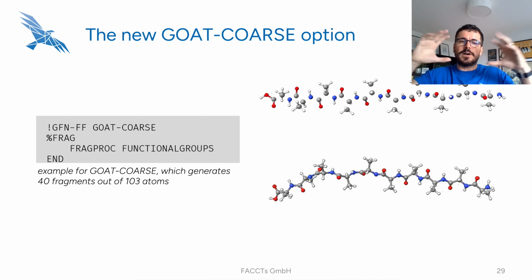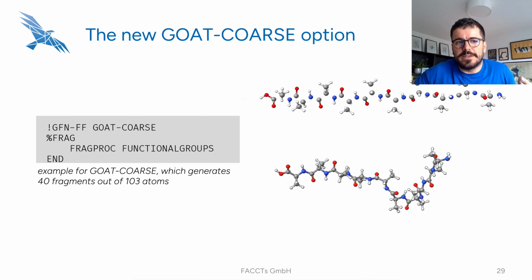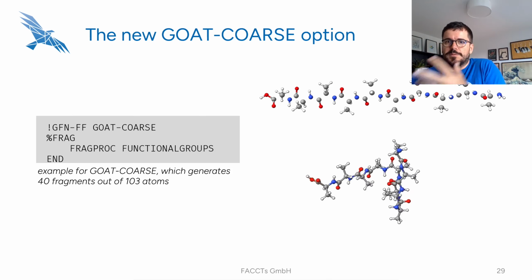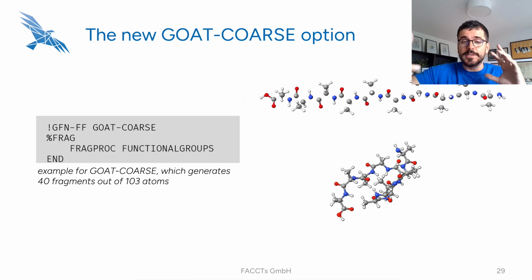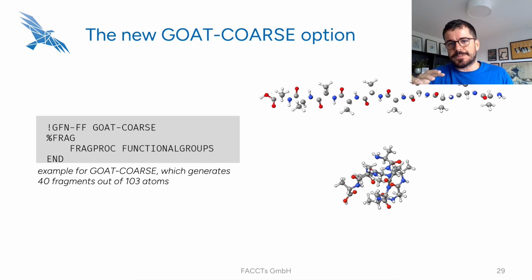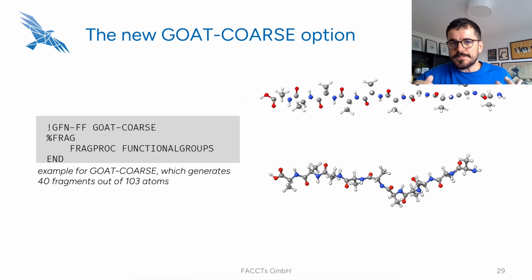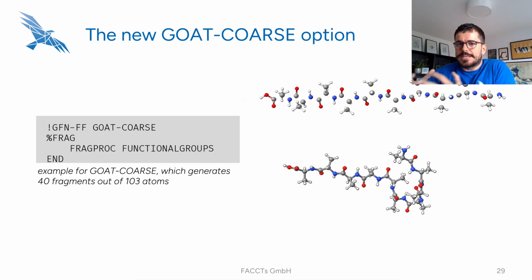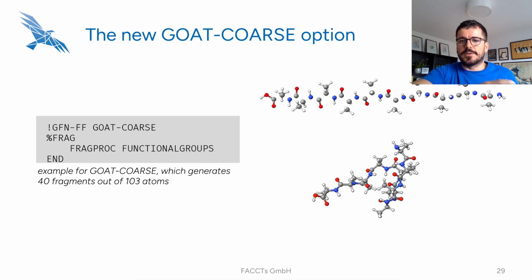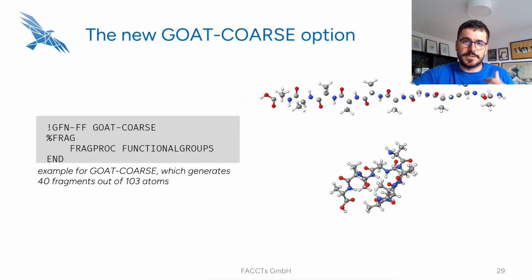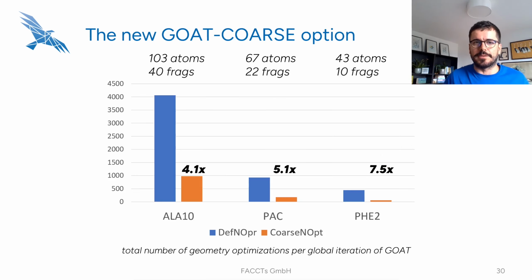So instead of 100 atoms, you effectively have 40 atoms or 40 fragments in the end. And then GOAT coarse takes this into account and calculates the number of steps that you need and can give you some results. Again, they will be less accurate, but it will be much faster, and you can get close to the global minimum first. You can use it as kind of a pre-screening method. So just some examples, like alanine 10 goes from 100 atoms to 40 fragments.